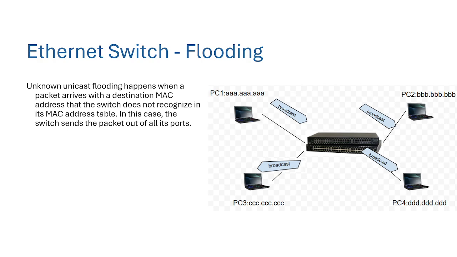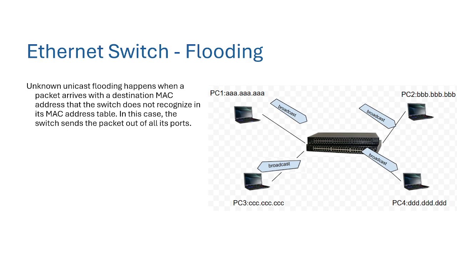So let's talk about unknown unicast flooding. Unknown unicast flooding happens when I connect PCs to the switch, like four or five PCs, and PC1 wants to send to PC2. How does the switch know that PC1 is connected to port 1 and PC2 is connected to port 10? Let's discuss that. This is what we call unknown unicast flooding.